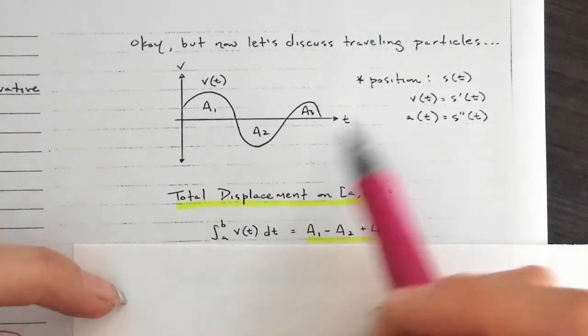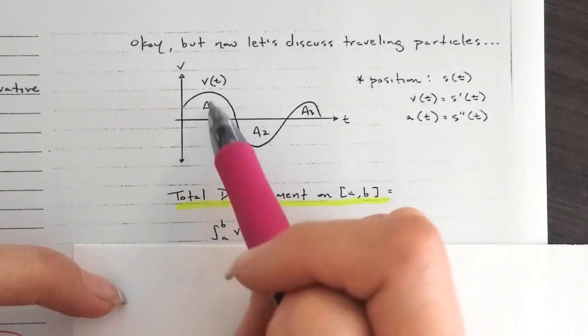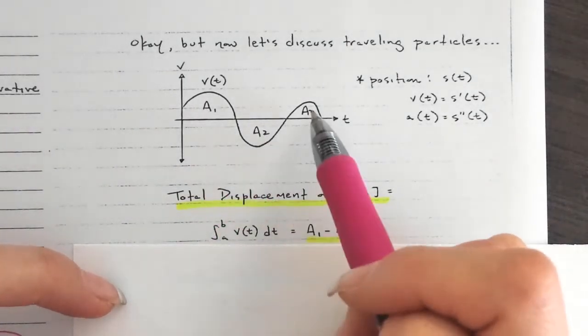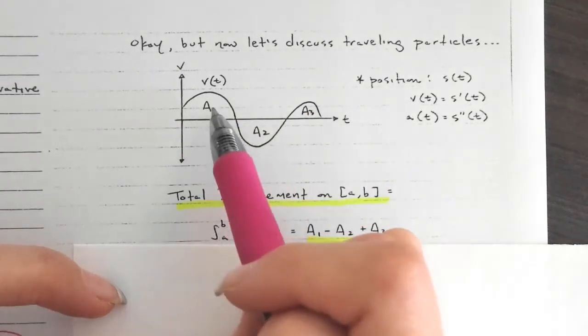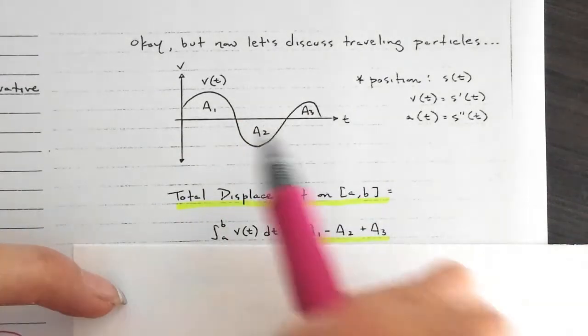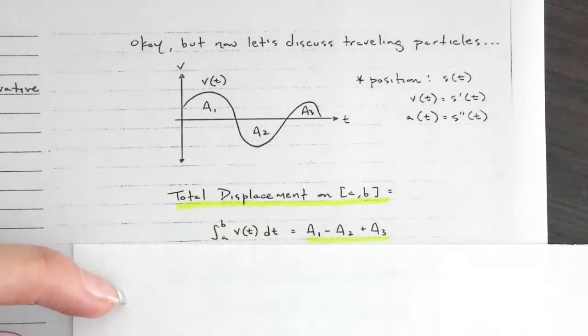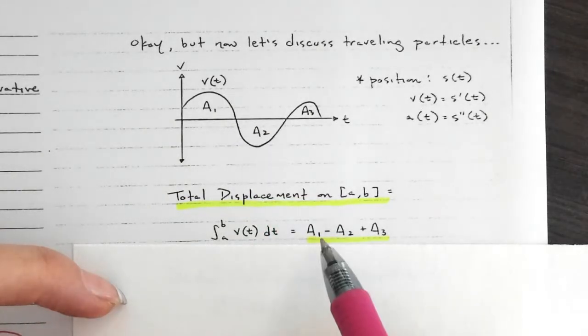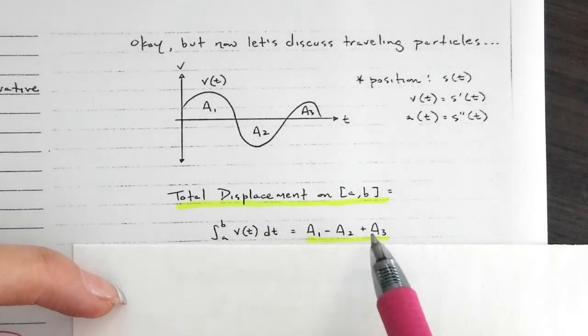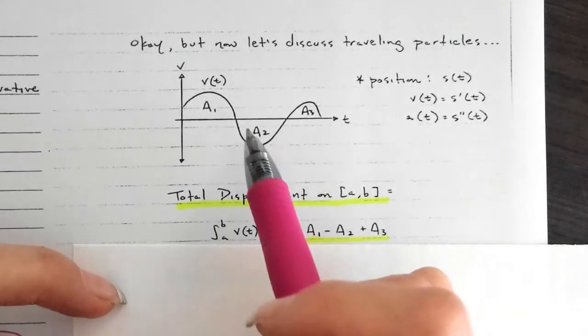So the total displacement really, if this area was 15, and this was 10, and this was 5, then it would be 15 minus 10 plus 5, right? Because this is a negative area. Technically, this is negative because it's under the x-axis. So that's why I said a sub 1 minus a sub 2 plus a sub 3. Okay, so you do have to minus this.